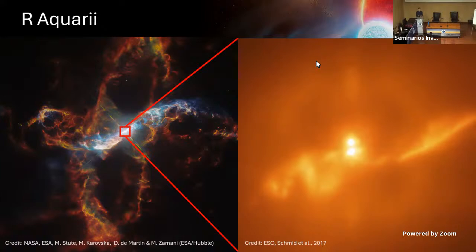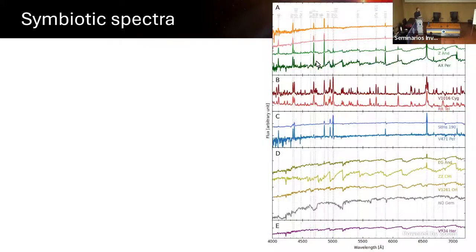You see that the environment is very complex. We cannot get these images for all symbiotic stars because they are just far. But it's not only that they are visually complex. This is a zoo of optical spectra of symbiotic stars, and you see that they are quite complex. Especially, it's not a super homogeneous group of objects.